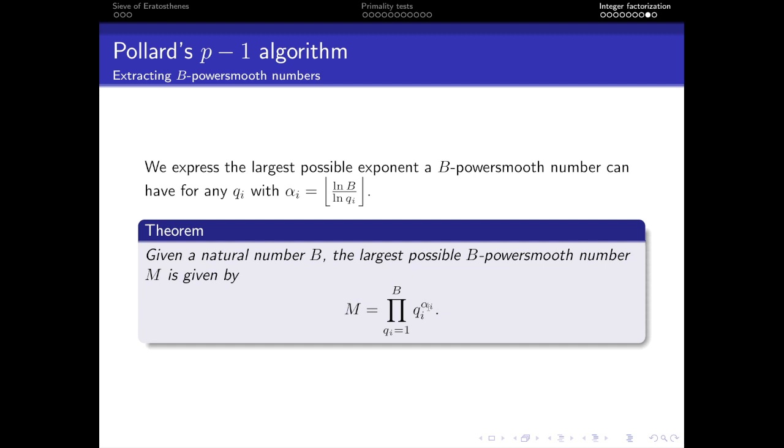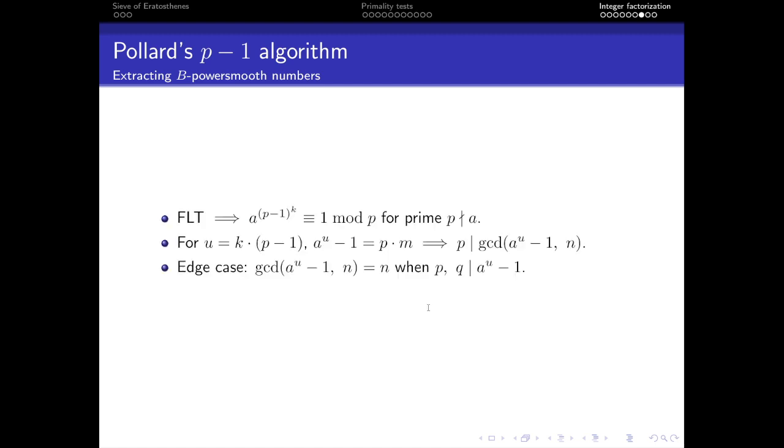The reason this is useful is because if we go back to the previous slide, we want u to be a multiple of p minus 1. And in order to increase our chances of actually encountering a multiple of p minus 1, we're trying to include as many small prime factors as possible. That's why we choose such a big power smooth number, because it will include many small prime factors, and our chances of encountering a multiple of p minus 1 increase.